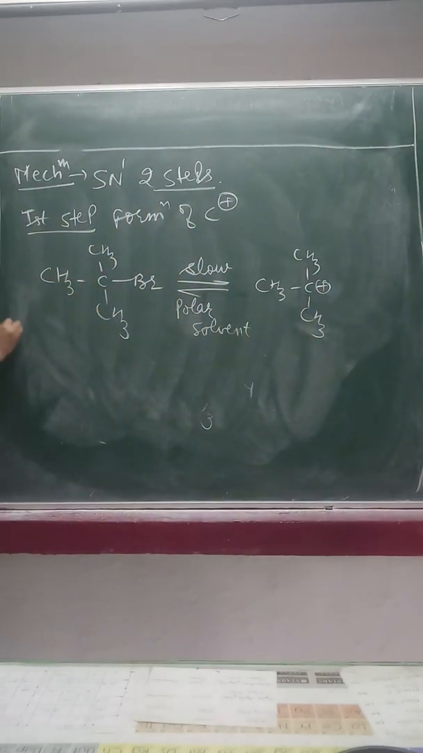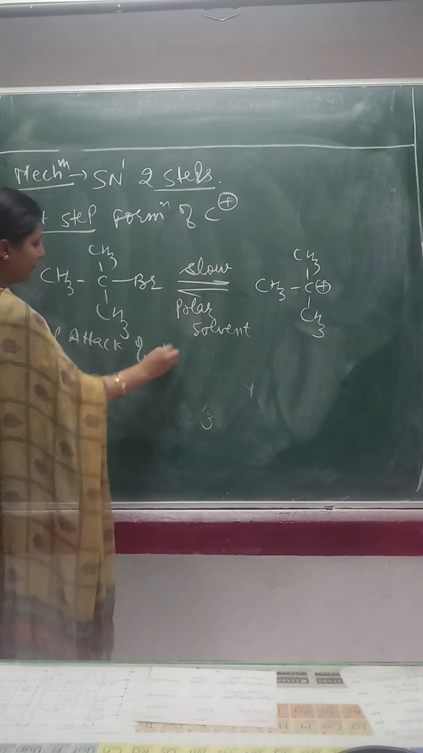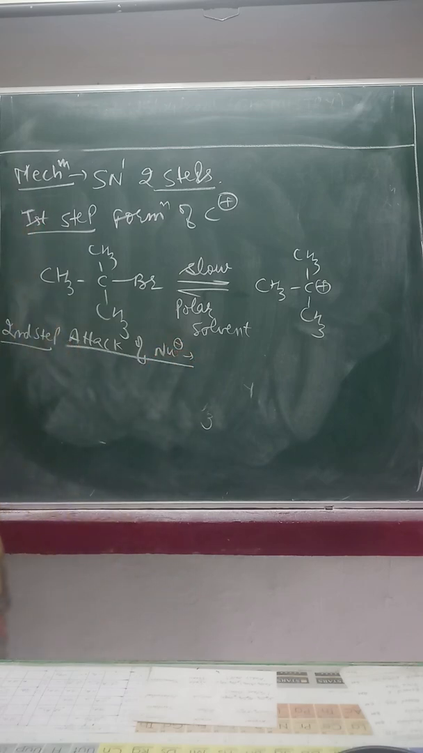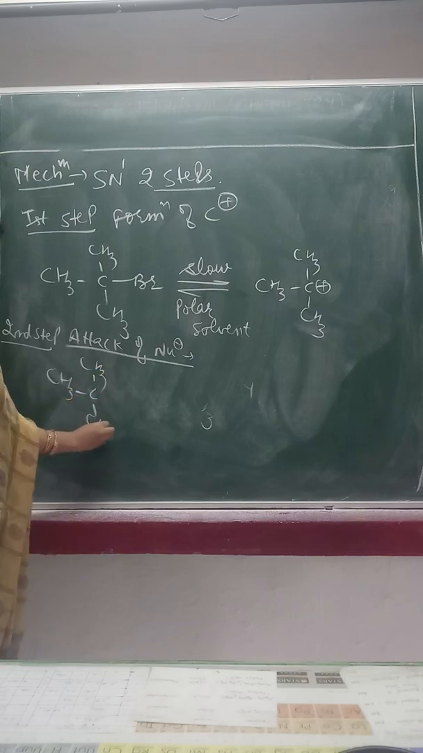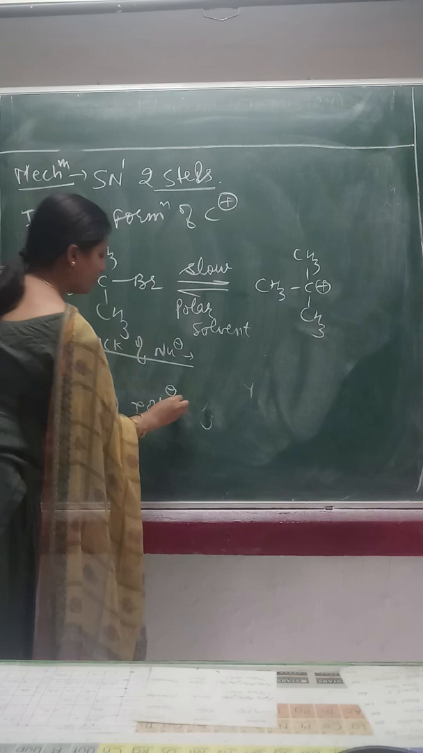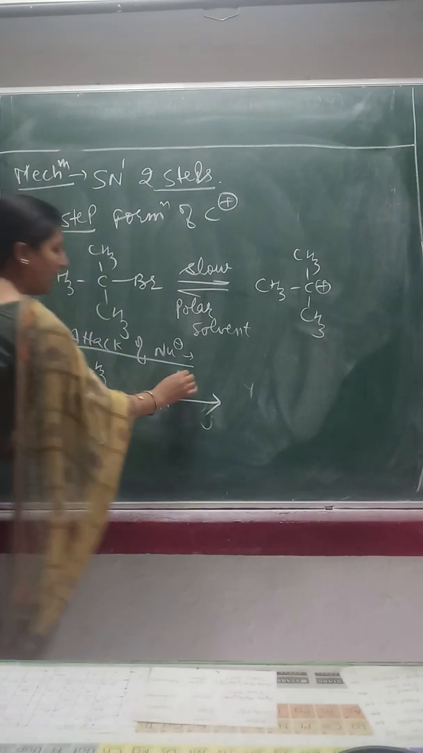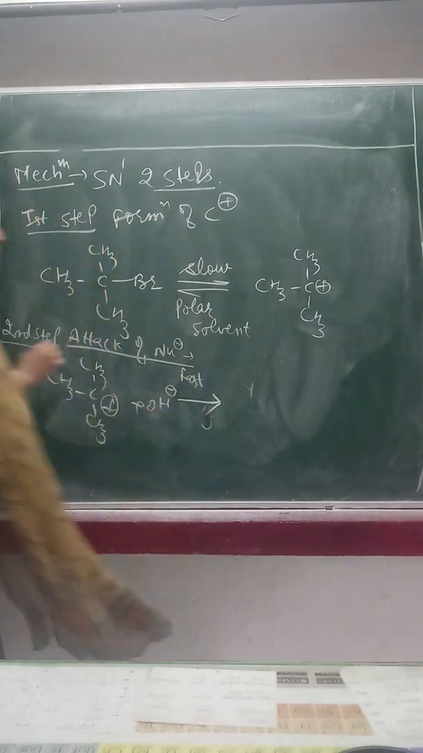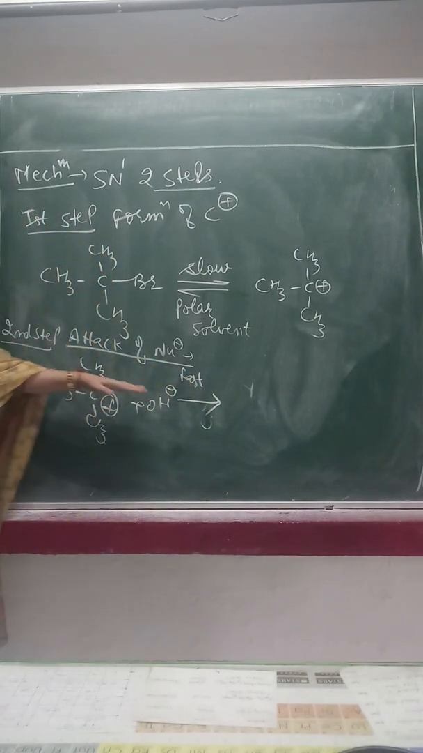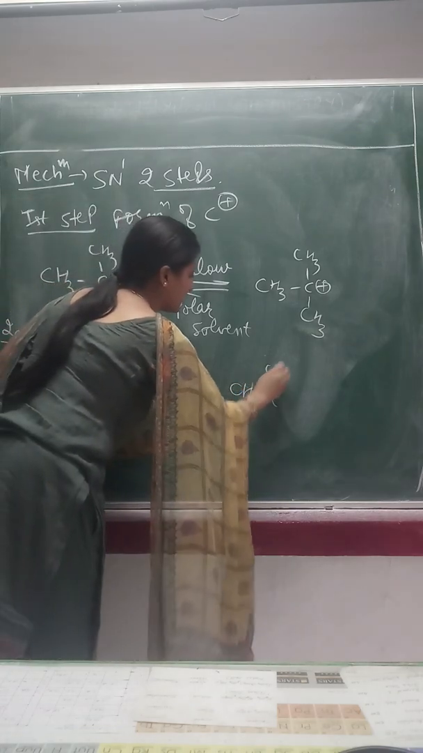Coming to the second step. Second step is the attack of nucleophile. So this is my carbocation. I have taken the nucleophile OH negative. So there will be a combination of this positive and negative charge, and this is a single step reaction, and this will be fast. Why fast? Because here bond formation is taking place. So my product is this one.